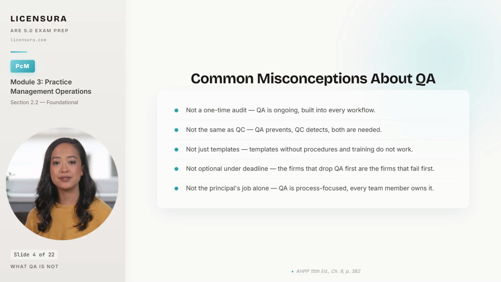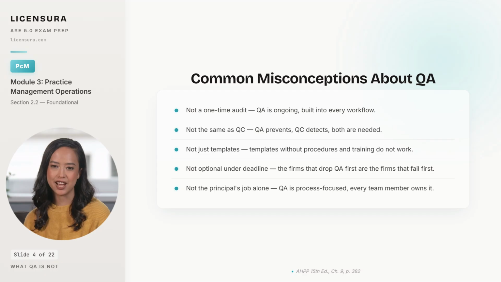QA is not just templates sitting on a server. Templates without the procedures that govern their use and the training that teaches staff how to apply them produce inconsistent results, not standardized ones. QA is not optional when the deadline tightens. The firms that drop quality discipline first under pressure are reliably the firms that show up later on the wrong side of a claim.